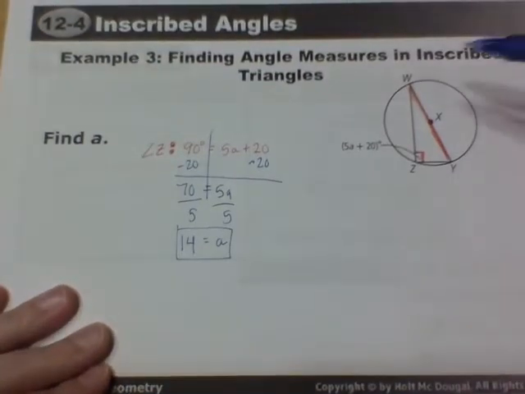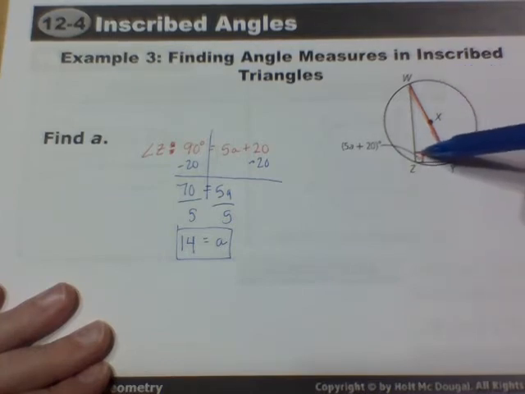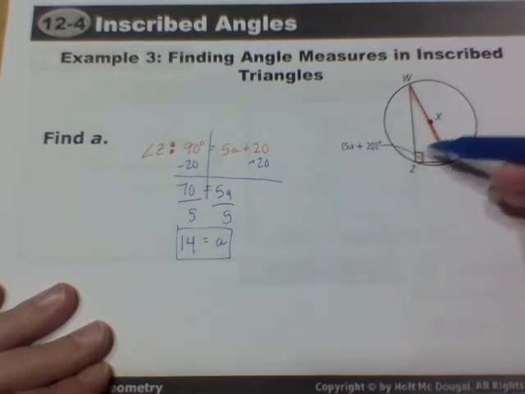So again, looking at this object, we do technically have what looks like an inscribed angle, okay? But because of that, this would have been 180, which makes this 90. So either way, 5A plus 20 should have equaled 90 degrees.